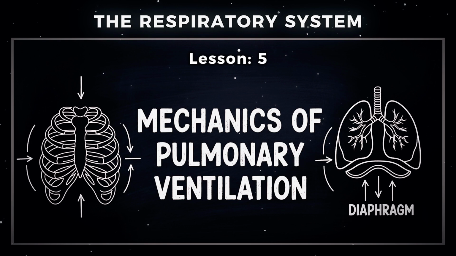This is forced expiration. Unlike resting expiration, which is passive, this requires your internal intercostal muscles and your abdominal muscles to contract forcefully. They pull the ribs down even further and push the abdominal organs up against the diaphragm, shrinking the chest volume much faster and more dramatically than usual. This creates a high-pressure blast of air.